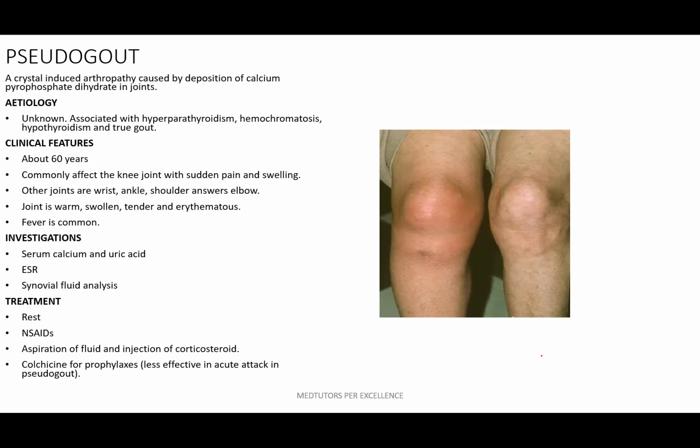NSAIDs, aspirate the fluid, and inject corticosteroid. You can use colchicine for prophylaxis. Mark you, colchicine is not used in acute attack. It is used to prevent further attacks.